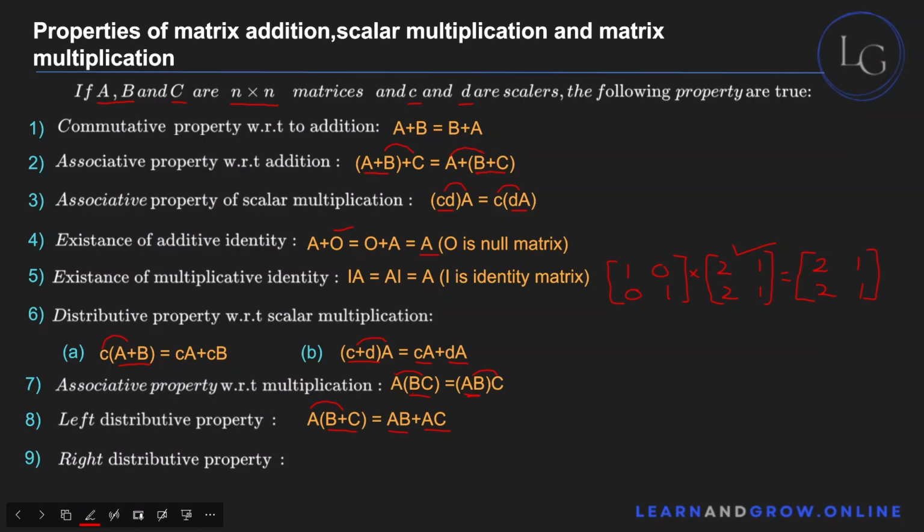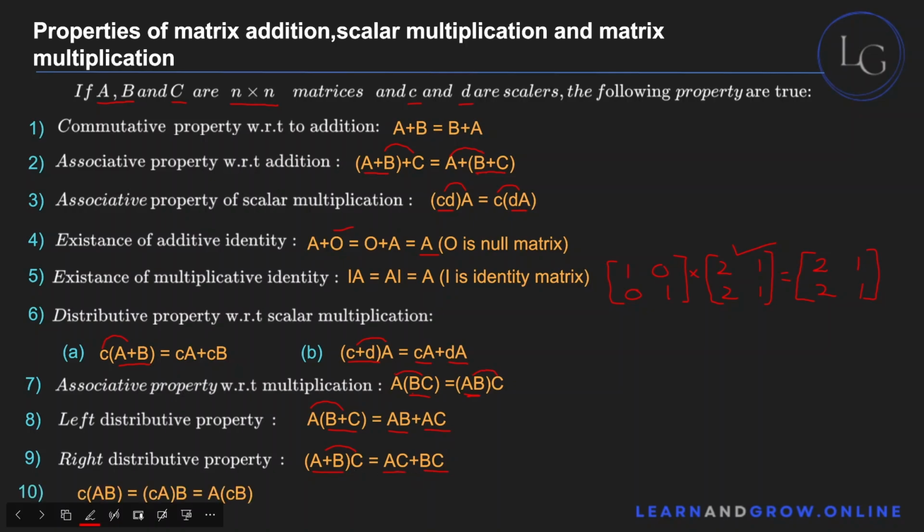And 9, we have the right distributive property. The right distributive property says that if you add up A and B and then multiply the resulting matrix with C, it will be equal to multiplying matrix A and matrix C, and multiplying matrix B and matrix C, and then adding them up. Both of these sides will be equal.